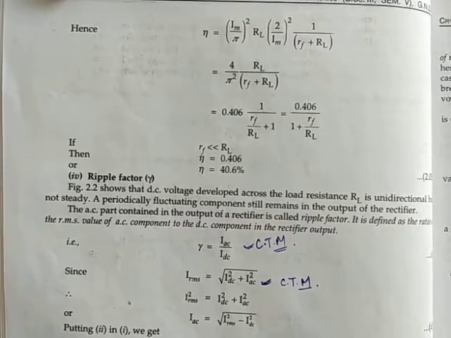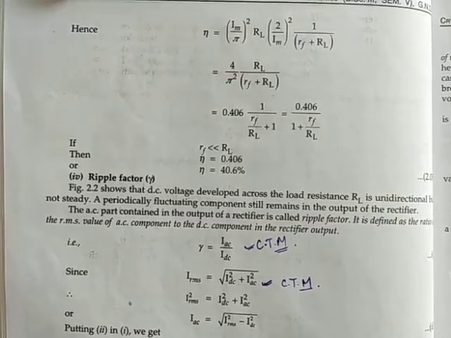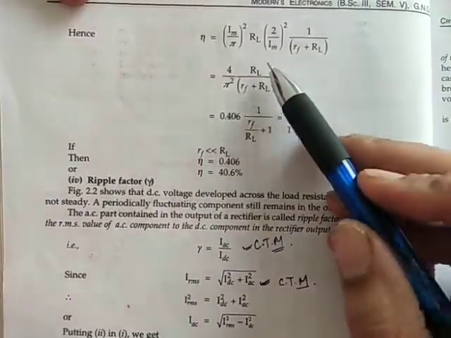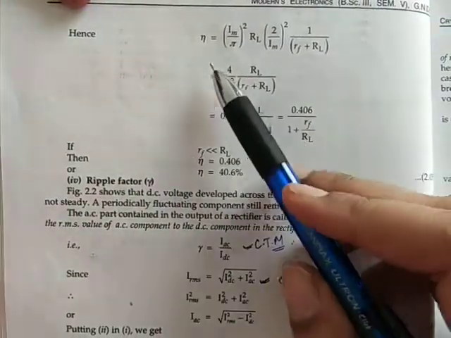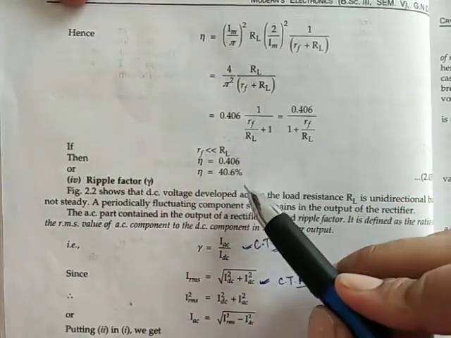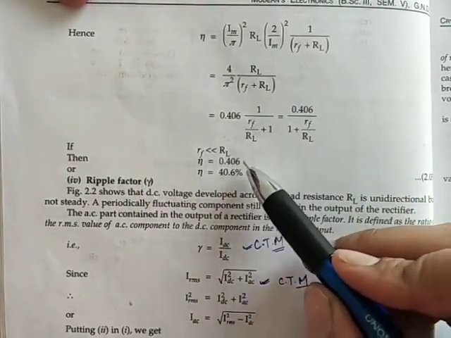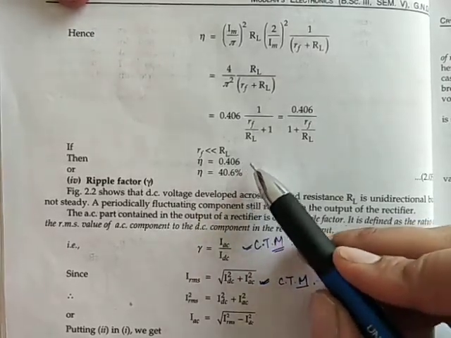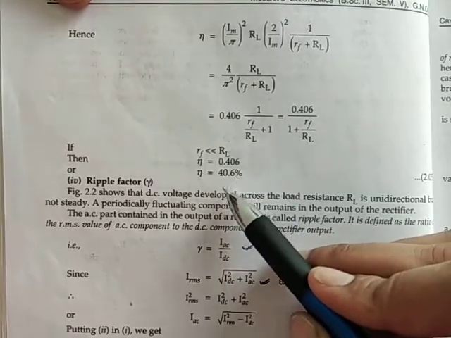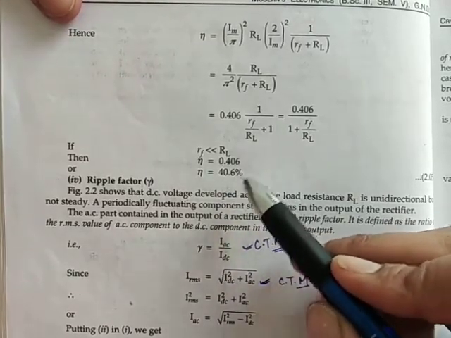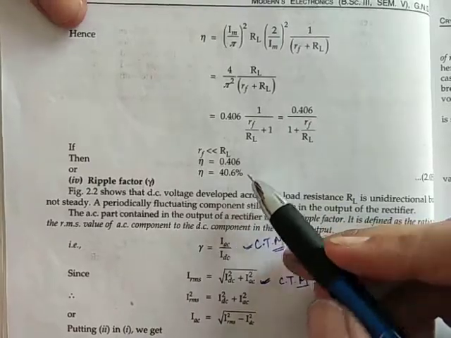So we will simply divide PDC upon PAC. We will divide these, and we would see that eta value for the half wave rectifier is near to 0.406. So this is efficiency, and when we are taking it in percentage, then we are saying that 40% of the power is efficient. This is efficient only up to 40%.